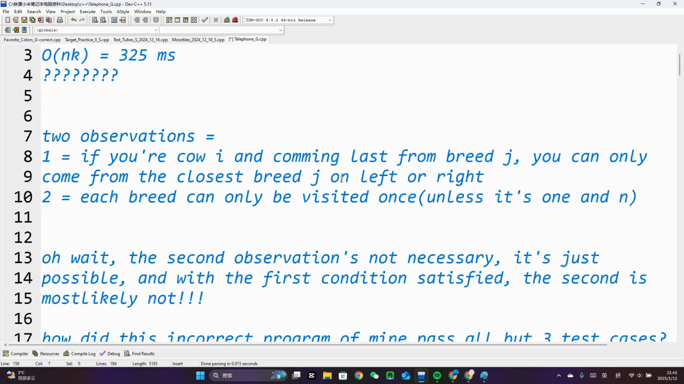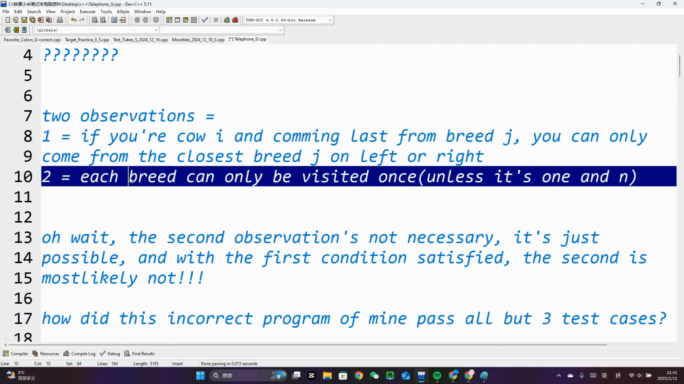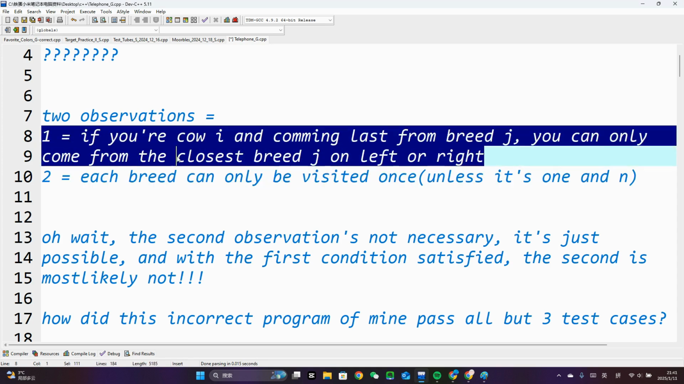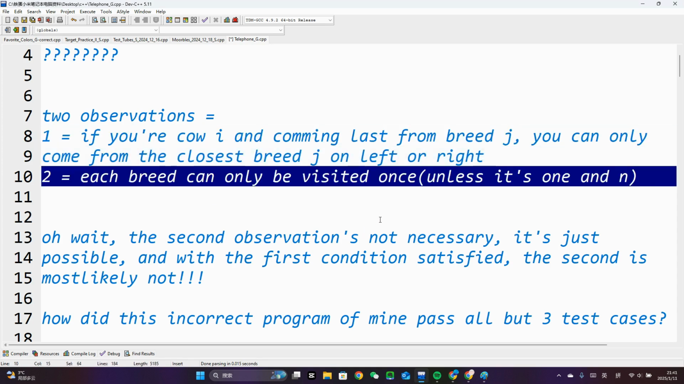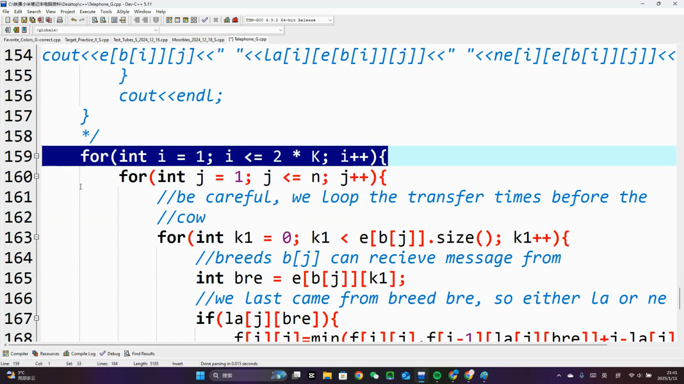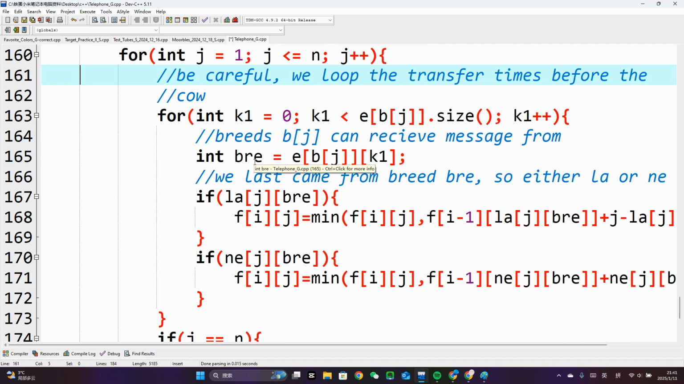Even though at first I observed the property that each breed can only be visited once unless it's 1 and n, right? Because if you think about it, every time that you go to a breed the second time, you could have just gone to that cow of the breed the first time. However, my program is based off both of these observations, but when the first one is satisfied, the second one is most likely not. So there could be way more than 2k transfers if you only transfer from the closest cow of this breed to I. So that's why this algorithm does not have the correct correctness or complexity. However, it still somehow receives 79% credit, which is really good.